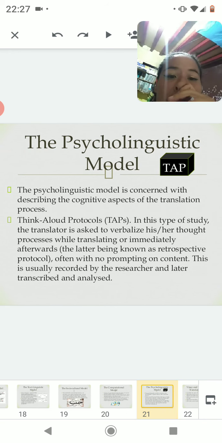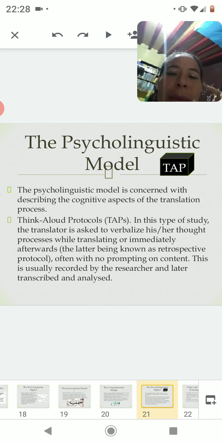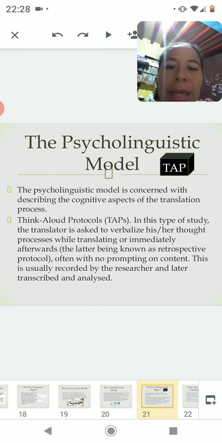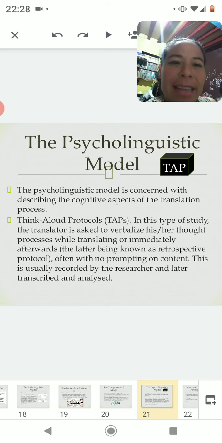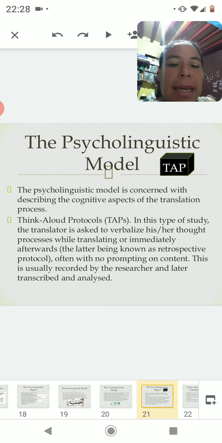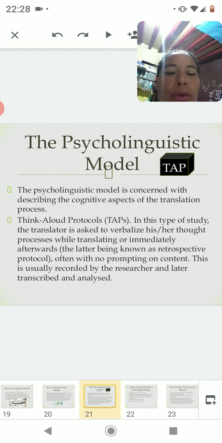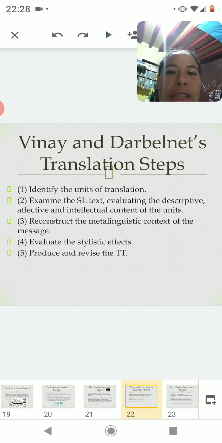The psychological model focuses on the process of translating in the mind. It has not been widely studied, but it uses think-aloud protocols. While the translator is working, he is asked to tell the researcher what process he is in. This has not yet been widely studied, but it is a model whose aim is to know about the translation steps and the translation process in the mind.